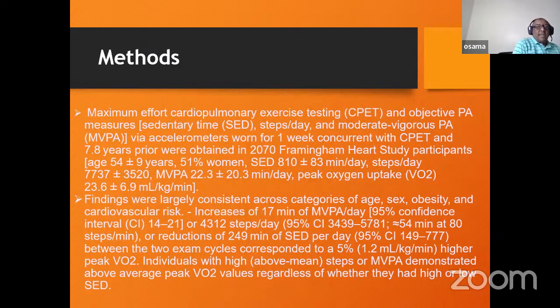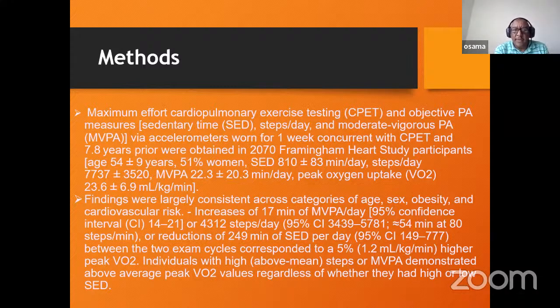Method of the study: maximum effort cardiopulmonary exercise testing, or CPET, and objective physical activity measures, sedentary time, steps per day, and moderate vigorous physical activity, MVPA, via accelerometer worn for 1 week concurrent with CPET, and 7.8 years prior, obtained in 2,700 Framingham Heart Study participants. Their age was 54 plus or minus 9 years, and 51% of them are women.